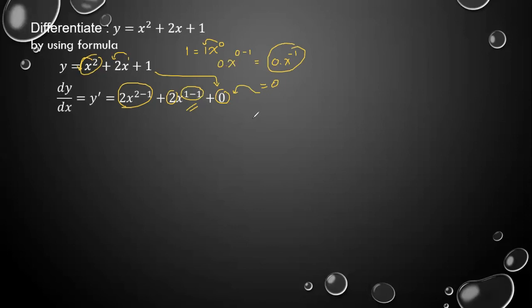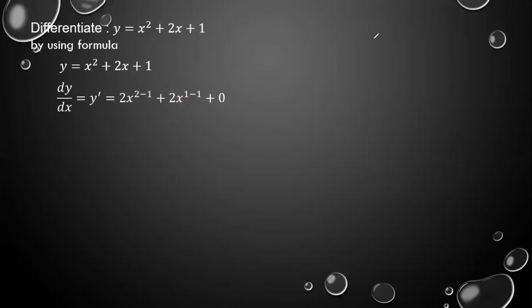Is it clear to you how to differentiate the function? Very easy, right? Okay, next. So we can simplify this one: y accent equals x plus 2, right? Because x to the power 1 minus 1 is x to the power of 0, and x to the power 0 is 1. 1 times 2 is 2. Very clear, right?